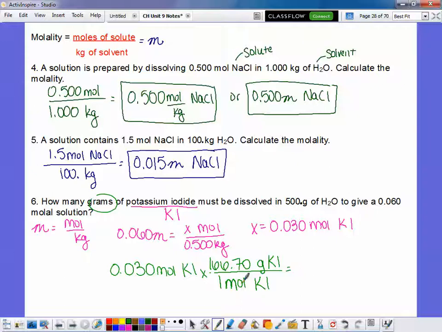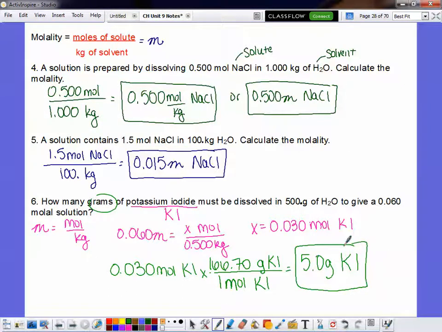Well, with proper wait, hold on. 0.03. 0.03. You did 0.3. What is it? 5.0 grams because of sig figs, and then KI.